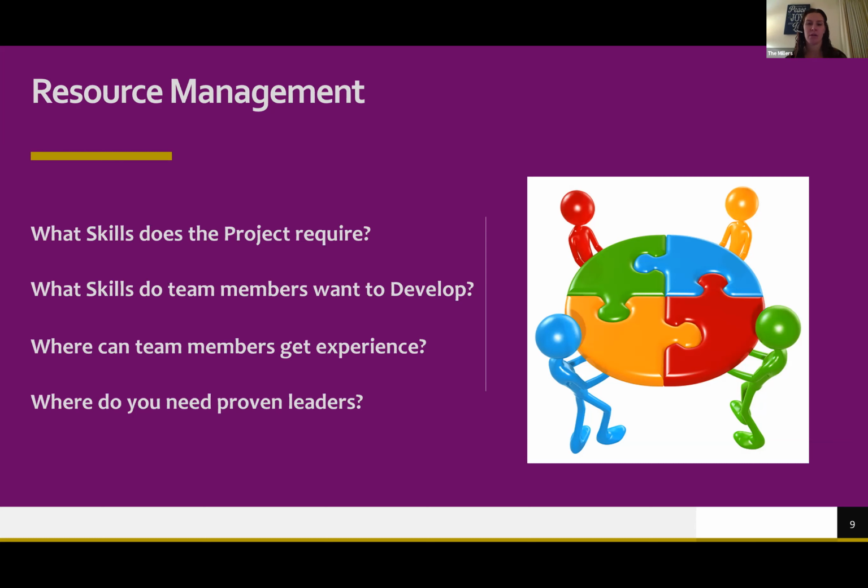Working with them and understanding from their perspective, what do you want to do? What do you want to contribute? What are you passionate about? What type of internship are you looking to get? And then matching that up with the needs of your events or your projects or the work that you need to do for the chapter in that semester is going to give you a recipe for success to be able to put that puzzle together effectively.